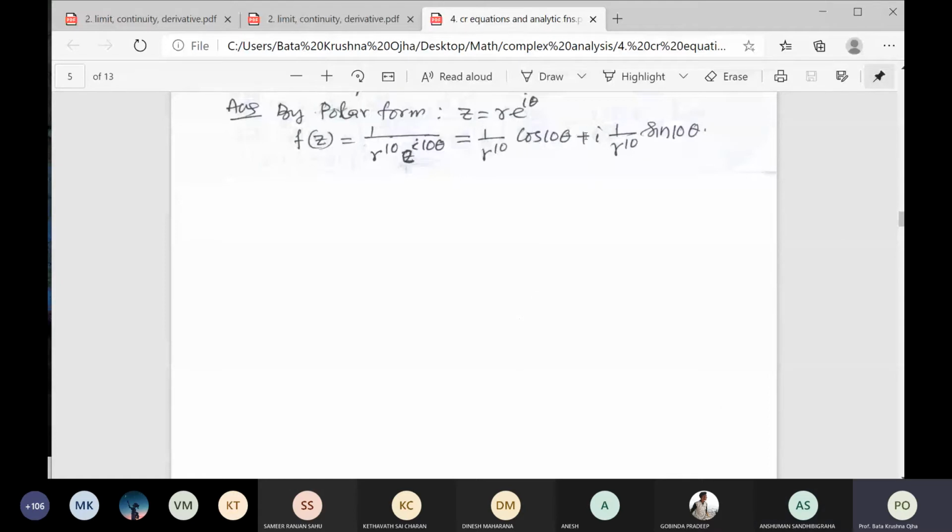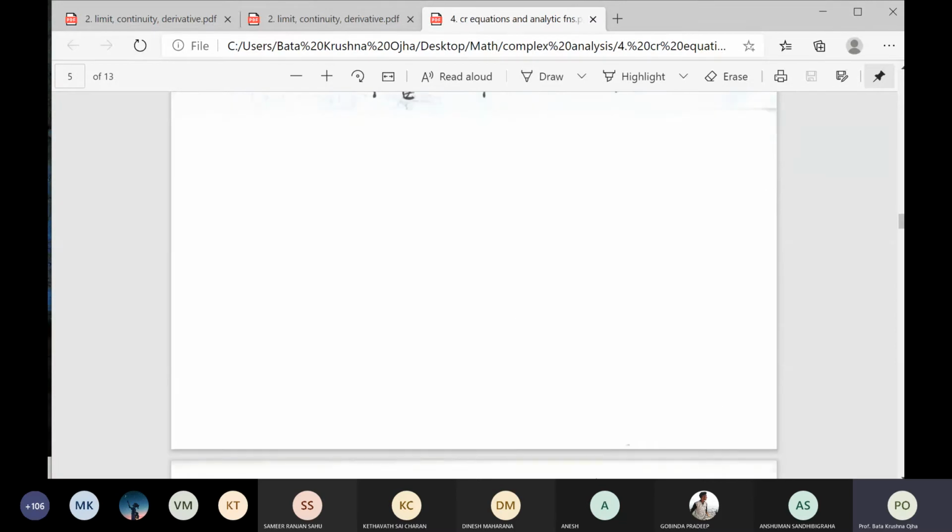For all the students, I inform you that I write f(z) equal to 1 by r to the 10 e to the minus i 10 theta. So it will be cos 10 theta minus i sin 10 theta. I have written plus here. It is wrong. Please correct it in your material, or mark it. So it is not a plus.